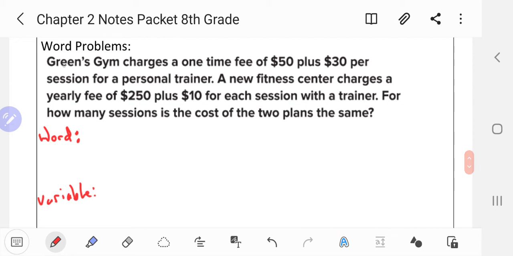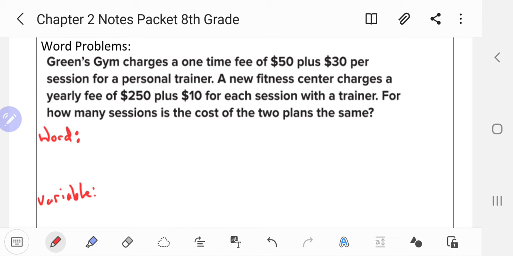Let's read it. Green's Gym charges a one-time fee of $50 plus $30 per session for a personal trainer. A new fitness center charges a yearly fee of $250 plus $10 for each session with a trainer. For how many sessions is the cost of the two plans the same?